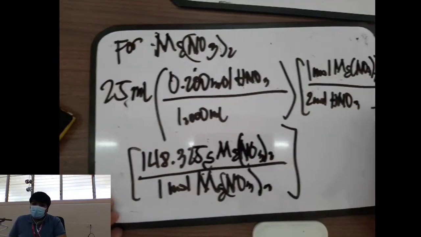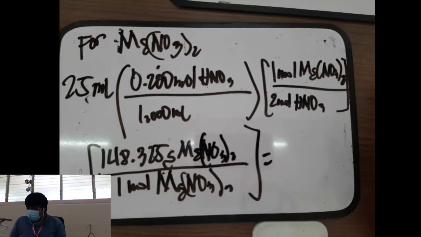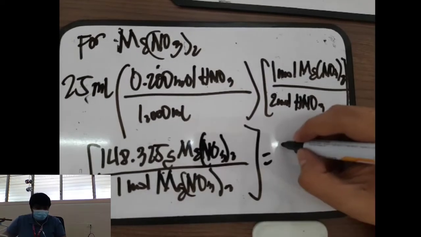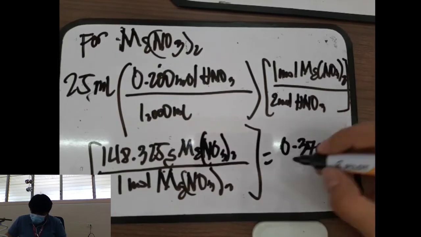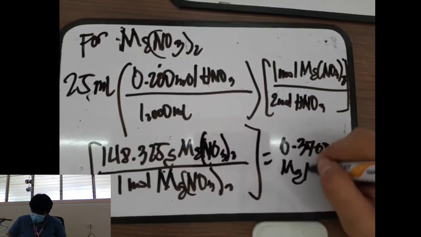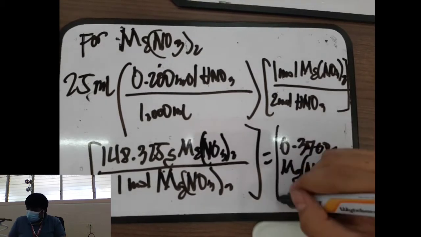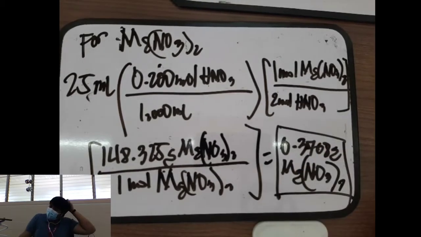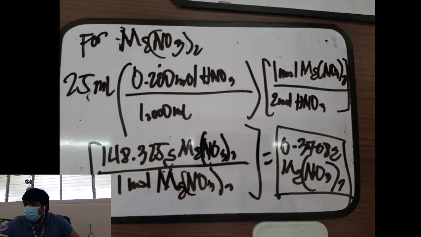Okay, so therefore the number of grams of magnesium hydroxide is 0.3708 grams. Okay, so that is the total number of moles. Those are the amounts of the reactants and products present in our reaction after the reaction.